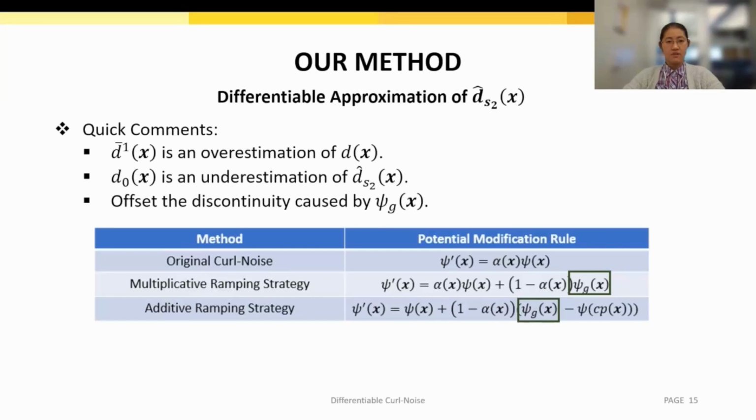And now what? Notice that until now, the original Coulomb and the multiplicative strategy are already C1. However, the additive strategy is not yet differentiable. And again, the remaining issue comes from the closest point projection function, Cp of x. Let's look at it.